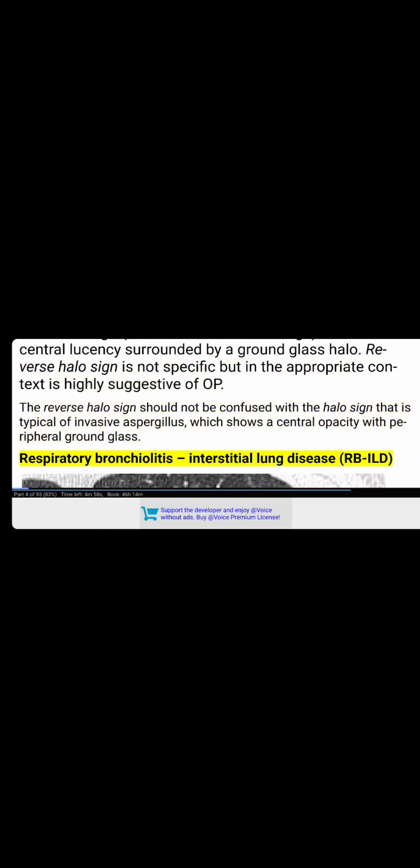Respiratory bronchiolitis, interstitial lung disease (RBILD). Axial CT shows innumerable subcentimeter centrilobular nodules of ground glass attenuation (arrows). None of the nodules extend to the pleural surface, which is typical of a centrilobular distribution. This was a case of respiratory bronchiolitis interstitial lung disease (RBILD).